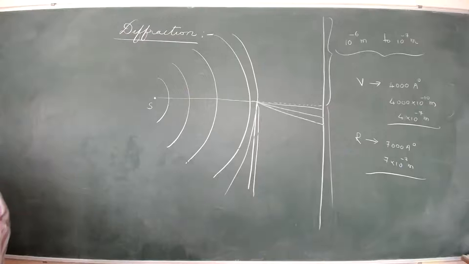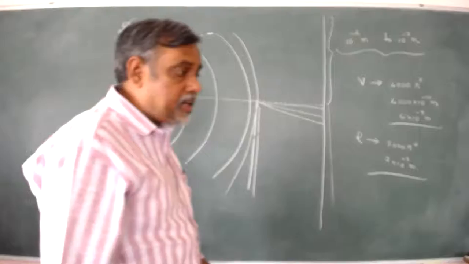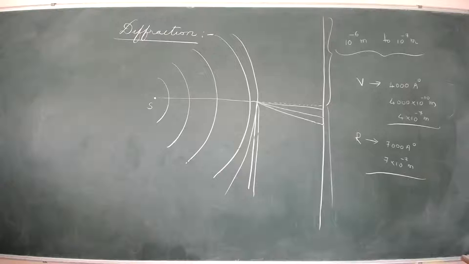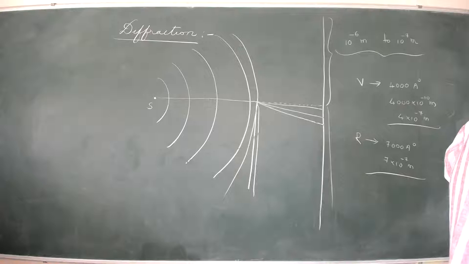Understood? So diffraction is a phenomenon in which light exhibits a kind of bending over the sharp edges of the obstacles. That is called the diffraction phenomenon.